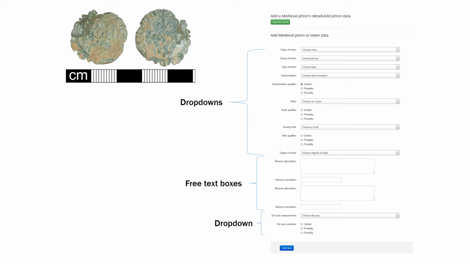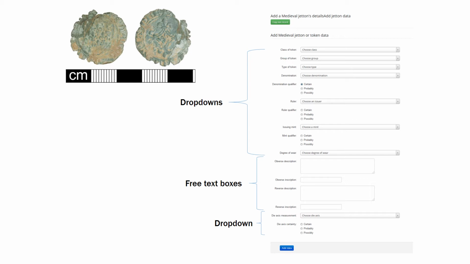Regardless of whether medieval or post-medieval has been put for the broad period, a form with the same structure will come up. They've been designed so that the first three drop-downs are interconnected, so what you select in the first drop-down will dictate the options you get in the succeeding drop-downs. You start by selecting a class of Jetton. This is a very high-level choice which relates to the origin of the Jetton. You will probably most commonly use Nuremberg, then English, French and Tournai.